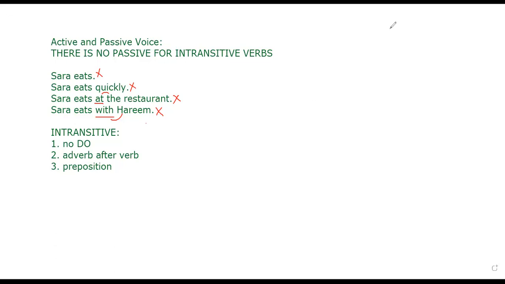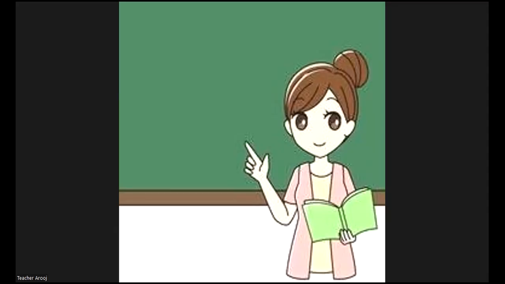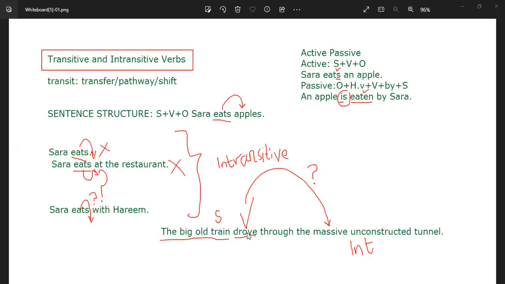But in certain cases, I have written this example on the previous board as well. So let me just go to the same board again. You have to remember these to spot an intransitive verb. However, there are cases when your intransitive verb can also have a passive voice. For example: the big old train drove through the massive unconstructed tunnel. Now children are going to see this sentence. They're going to remember, ma'am ने कहा था कि either there will be no object after the verb, or there will be an adverb, or there will be a preposition.